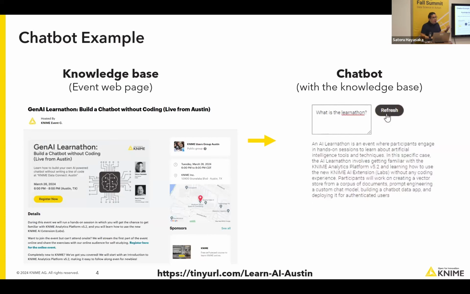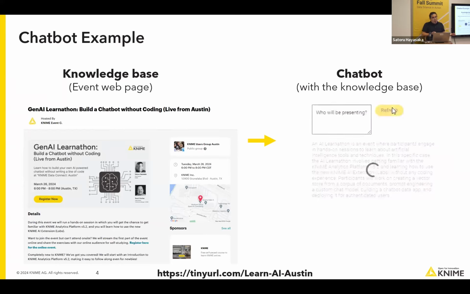So here in this case, the knowledge base you see on the left is a website for this event. So the Learnathon event, you may have seen this if you registered for this event. This is a website from meetup.com, and it has a description of today's event, what Learnathon is, who the speakers are, et cetera. And on the right-hand side is the chatbot armed with the knowledge provided by this knowledge base, which is the event web page.